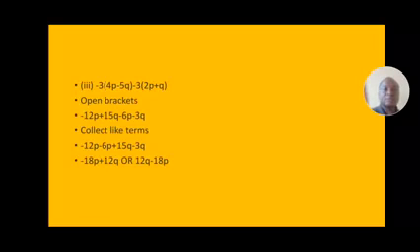The next step is to collect like terms. So we have minus 12p minus 6p. We are bringing together the like terms, plus 15q minus 3q. And that gives us minus 18p plus 12q as our answer, or 12q minus 18p.